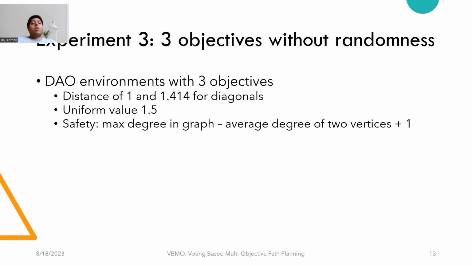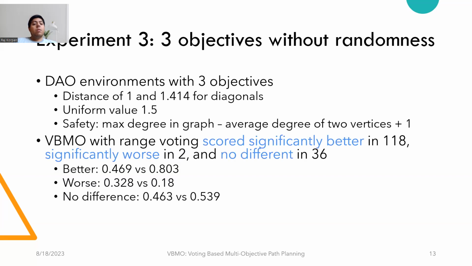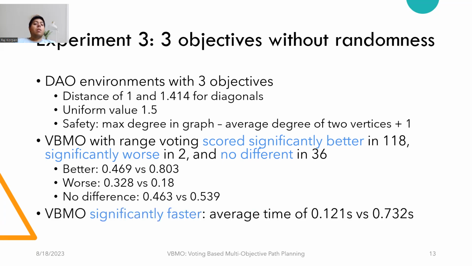The third experiment wanted to look at whether randomness was having an effect here. And so it took out the random objective and replaced it with the safety objective. And it found here that VBMO with range voting scored significantly better in the majority of the environments, and it was significantly faster.